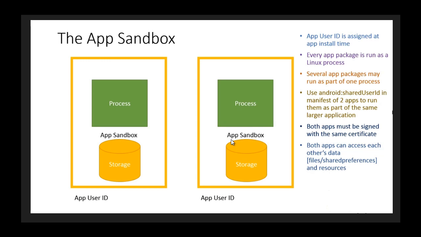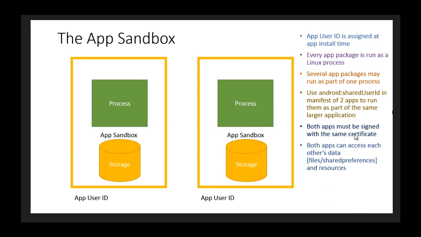You know that every app package runs as a Linux process, and that's why several app packages may run as part of one process. I mean that multiple apps can be part of the same process, or you can have two different processes. However, the apps can share data with each other despite belonging to different processes because they have the same user ID. This is done by the Android shared user ID, where you put this attribute inside the manifest files of both apps. And again, both apps must be signed with the same certificate.